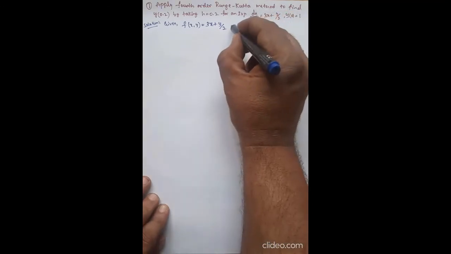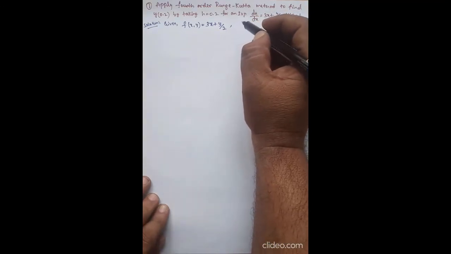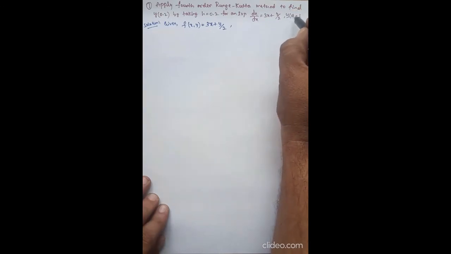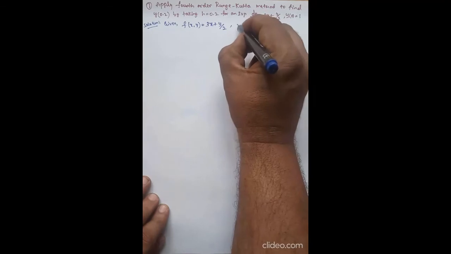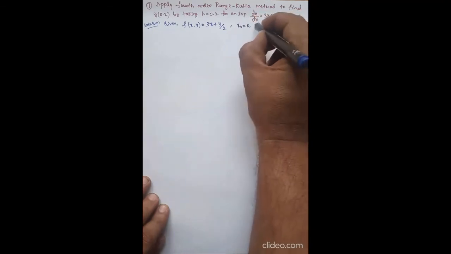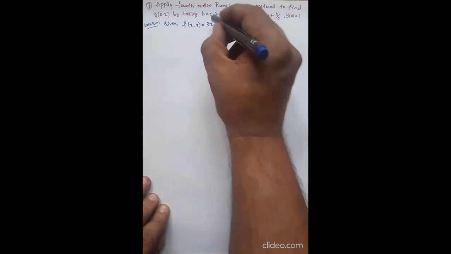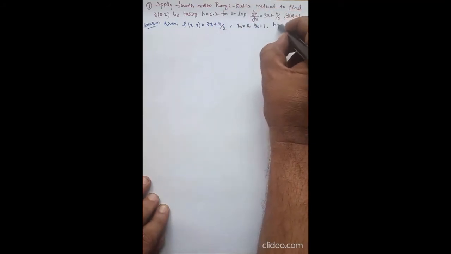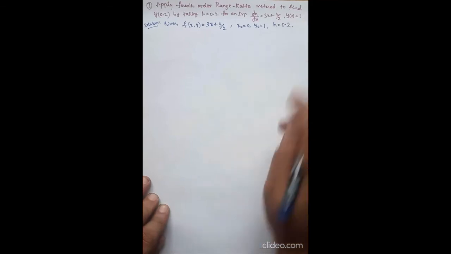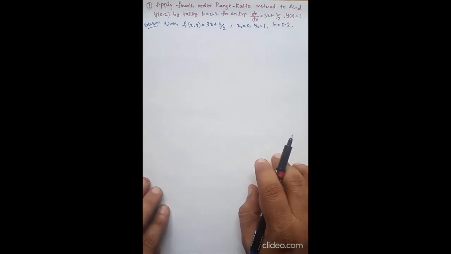Now the initial conditions. So what are the initial conditions here? They have given y of 0 is equal to 1. So the meaning of this is x naught equals 0, whereas y naught is 1. And the step length is given here. So the step length is h equals 0.2. So this is the given data.